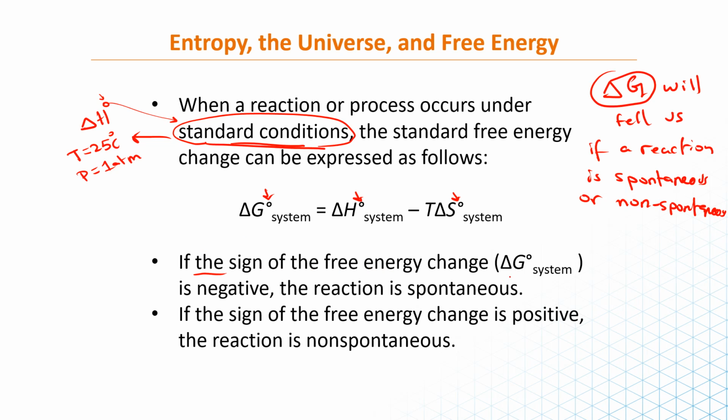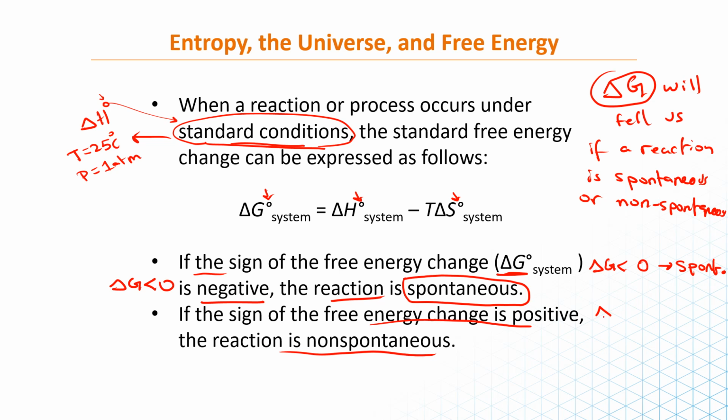If the sign of the delta G is negative, so if delta G is less than 0, the reaction is spontaneous. If the free energy is positive, the reaction is non-spontaneous. If delta G is bigger than 0, it is non-spontaneous. So here it's negative, here it's positive.